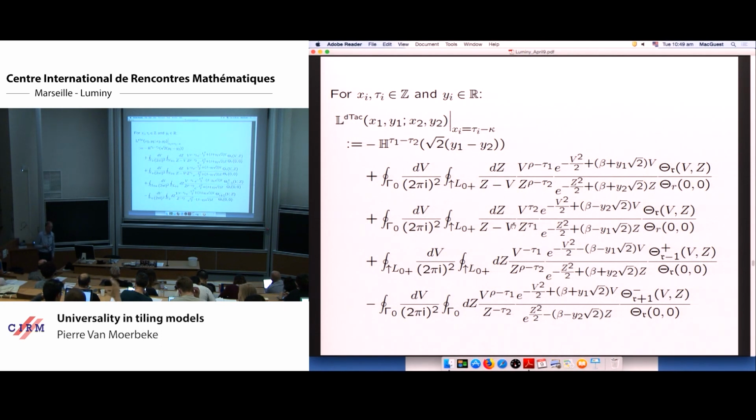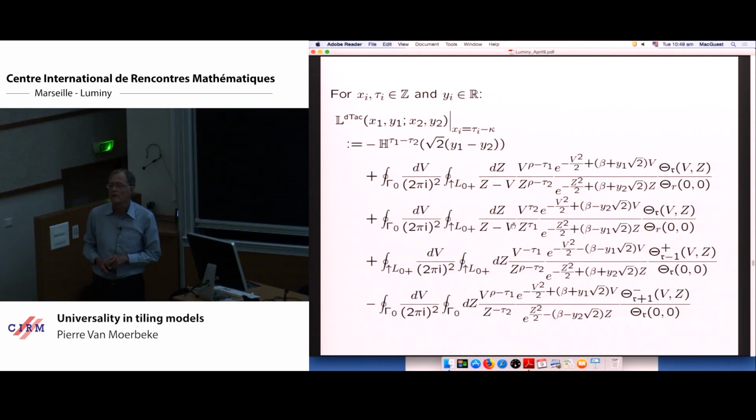Yes? Is the reason for the Gaussian the fact that you have sort of two GUE processes appearing? Yes, it is. Absolutely, it's certainly very closely related to GUE, exactly. Yeah, absolutely.